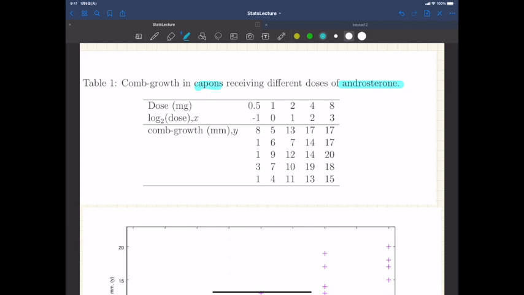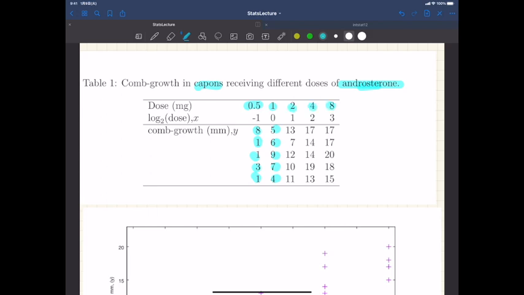If we give this much dose of this hormone, androsterone, 0.5 milligram, then the comb growth is 8 millimeters in one chicken, and 1 millimeter in another chicken, and 1 millimeter in yet another chicken, and 3 millimeters in yet another chicken, and 1 millimeter in another chicken. And if we increase the dose of this hormone to 1 milligram, then in 5 different chickens, we had these different numbers of comb growth in millimeters, and so on.